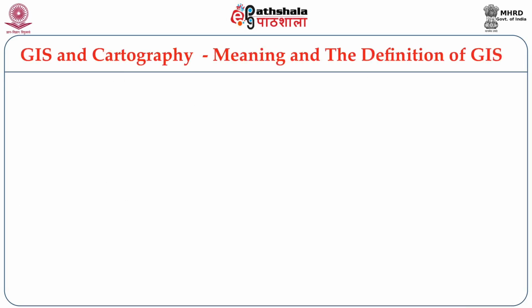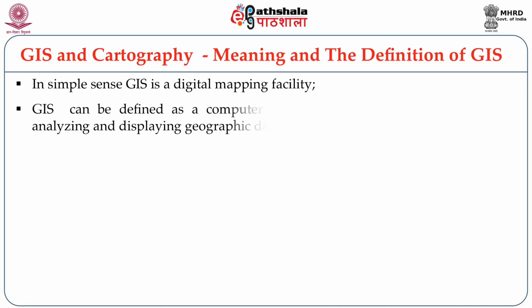So let us learn the meaning and definition of GIS. In simple sense, GIS is a digital mapping facility. GIS can be defined as a computer system for capturing, storing, querying, analyzing, and displaying geographic data. So that is the meaning of GIS, or the basic definition of GIS.